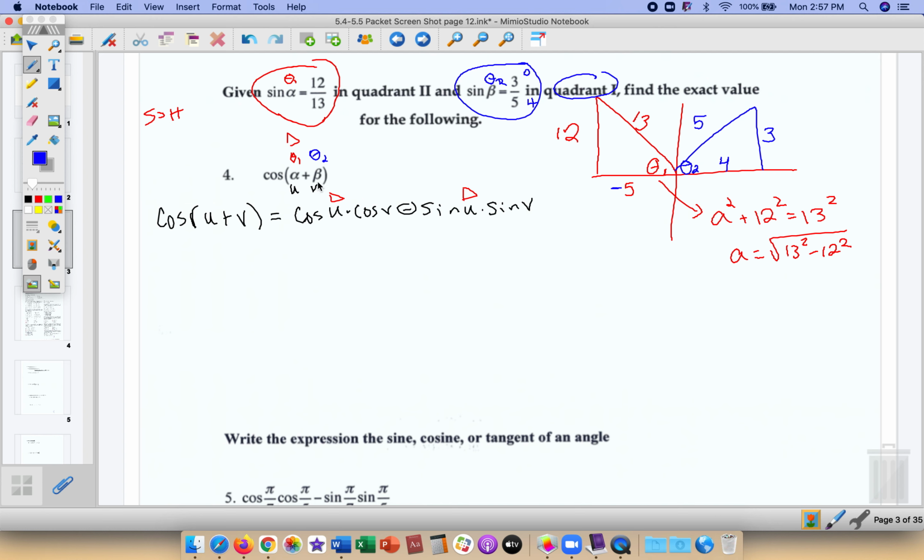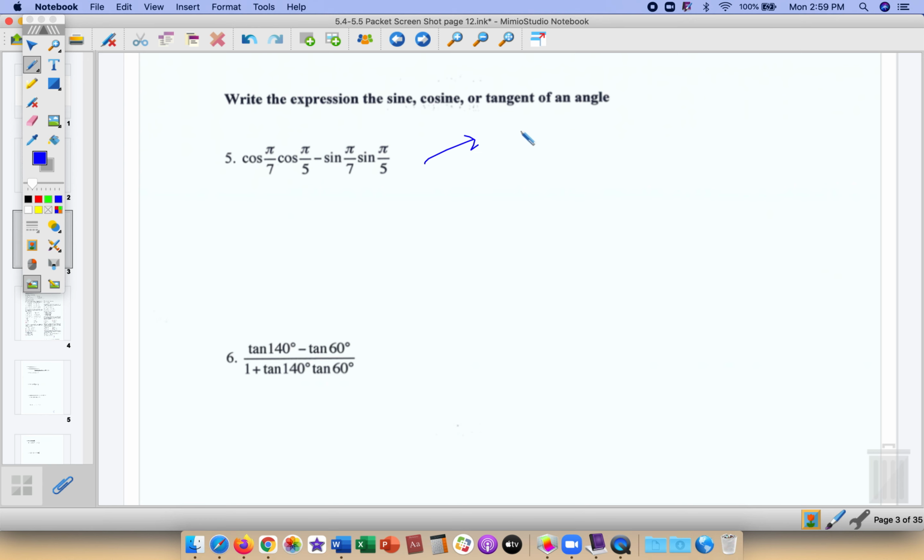Let's look at number 5. So for number 5, we're going in reverse. We're looking at the expanded version and seeing what this goes to. So is this the cos of u plus v formula? Is it the cos of u minus v formula? Is it the sine of u plus v? Is it the sine of u minus v, etc.?